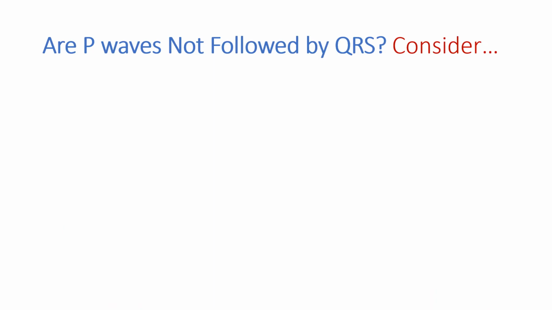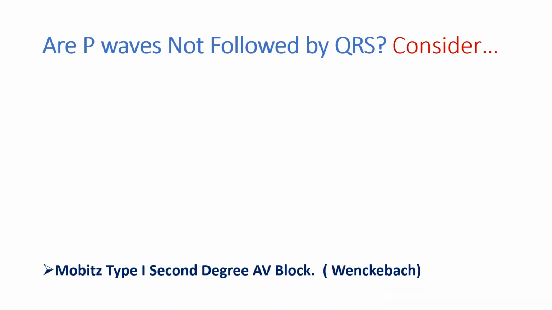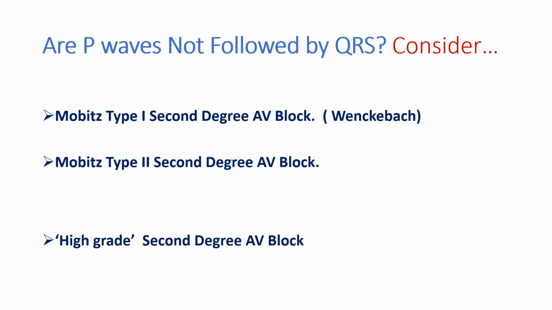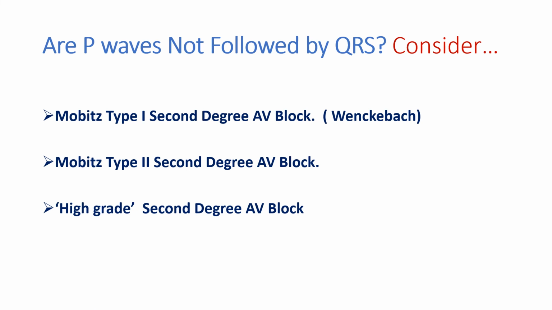Are P waves not followed by QRS complexes in the ECG? If so, the pathology should be in the AV node. So the following are called AV blocks or heart blocks, where the P wave is not followed by a QRS complex: Mobitz type 1 second degree AV block, Mobitz type 2 second degree AV block, high-grade second degree AV block, and third degree AV block.